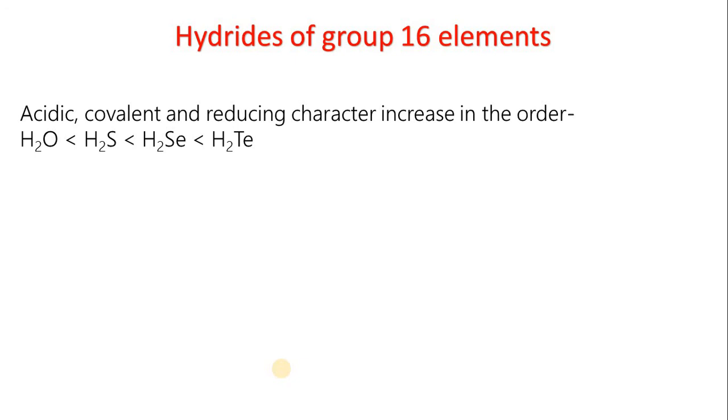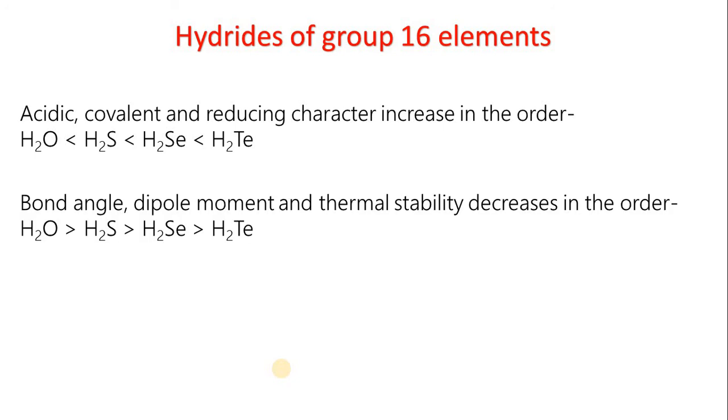So the size of the central atom will determine the acidity of the hydride. And as we have already discussed, the acidic, covalent and reducing character increases in the order: water is least and H2Te, hydrogen telluride, is maximum. Similarly, bond angle, dipole moment and thermal stability decrease in order. The bond angle in case of water is maximum, and in case of H2Te it is minimum.